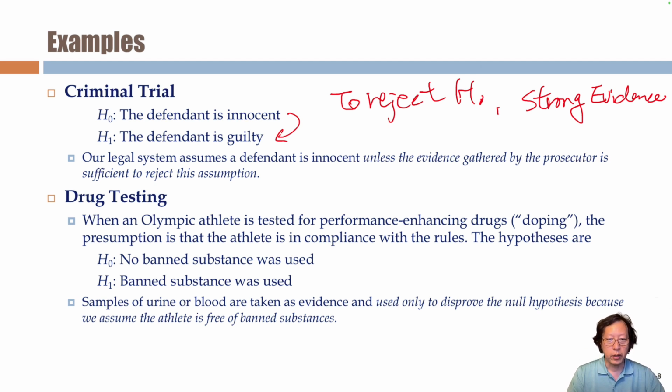So drug testing. When we do new drug testing, the null hypothesis is, this is the example, that no banned substance was used, and the alternative is that a banned substance was used. If you are looking for evidence, and there is evidence that a banned substance was used, then we can say the alternative hypothesis is true. But if you don't have strong enough evidence, then you cannot say that. We fail to reject the null hypothesis.